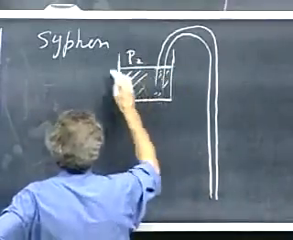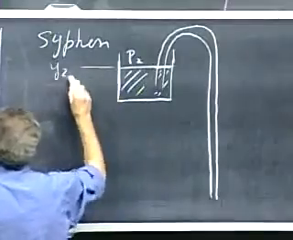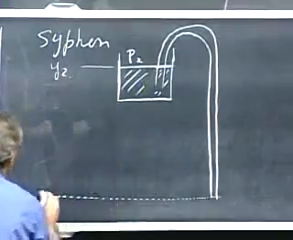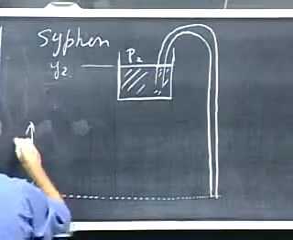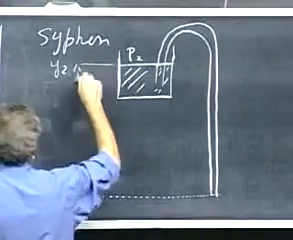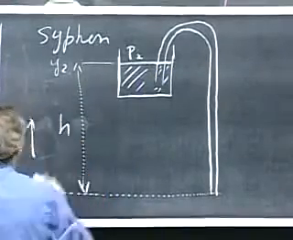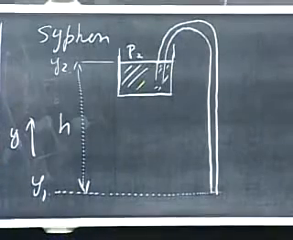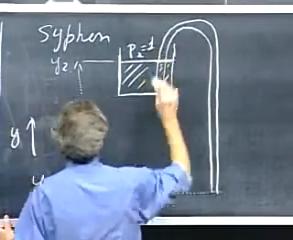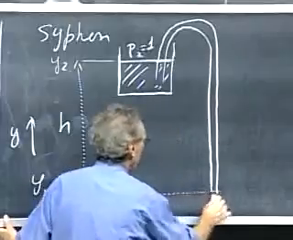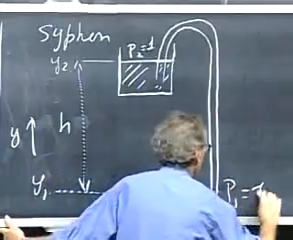This level Y2, this is Y1, increasing value of Y. This height difference is H. P2 is 1 atmosphere. I put a 1 there, it's atmosphere. And here, if it's open, then P1 is also 1 atmosphere.